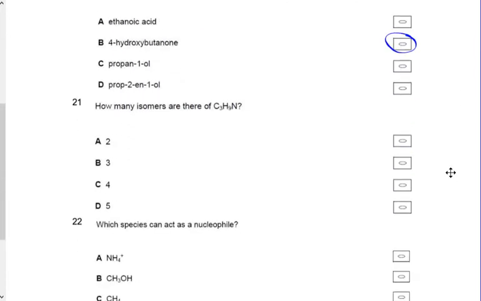How many isomers are there of C3H9N? So what we're looking at here is amines. And the simplest one we can draw is 3 carbons long. 1-aminopropane. We can also have 2-aminopropane.